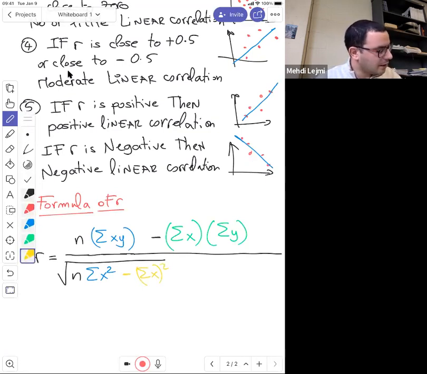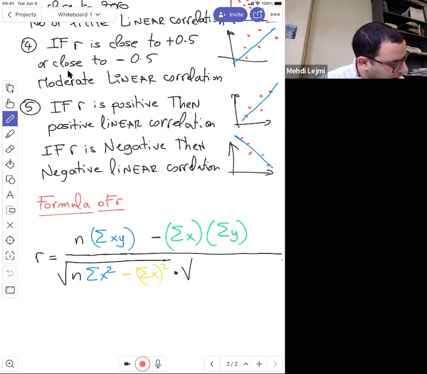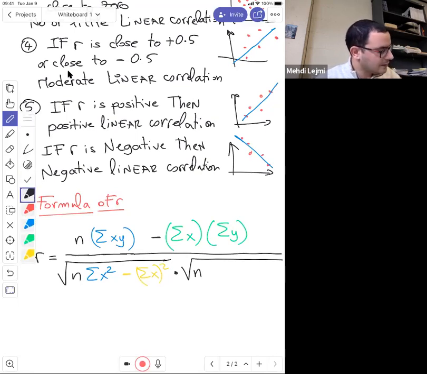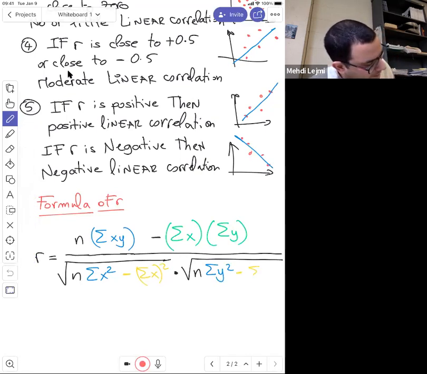Then we need to multiply. Now we do the same thing. This is a square root, and of course the square root covers everything, everything is under the square root. Here it's a multiplication, times the same thing, but instead of x we have y. So it's n times the sum of y squared, minus the square of the sum of the y's.